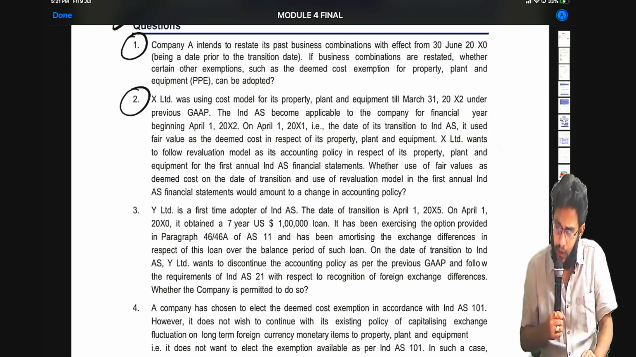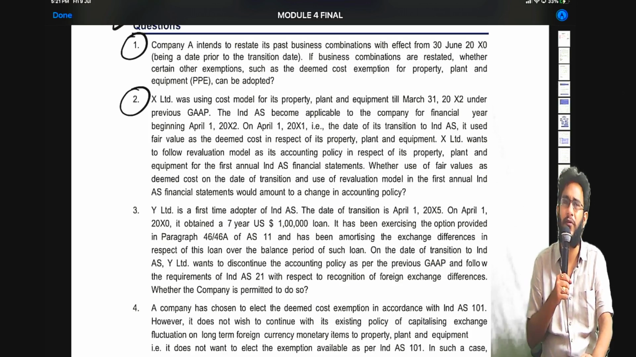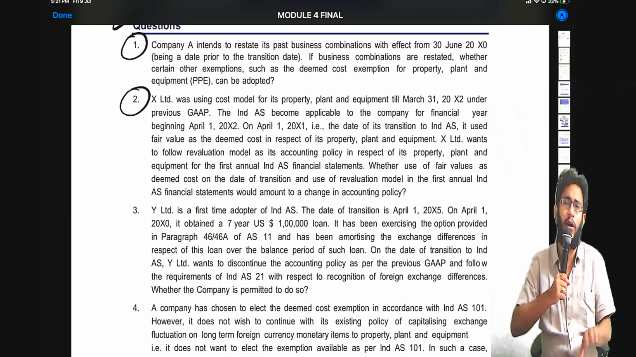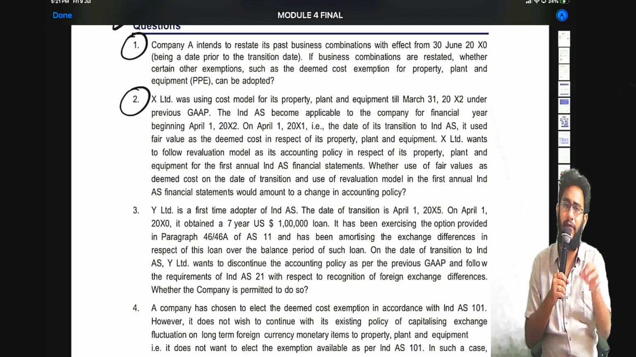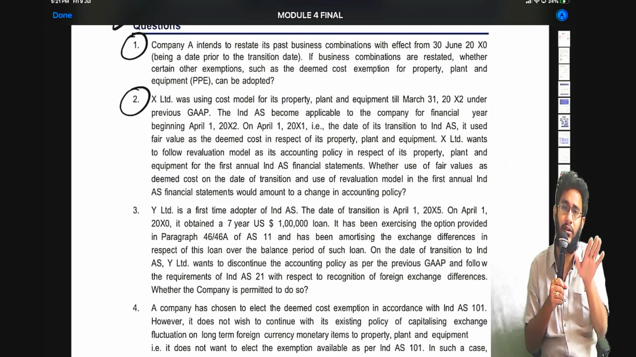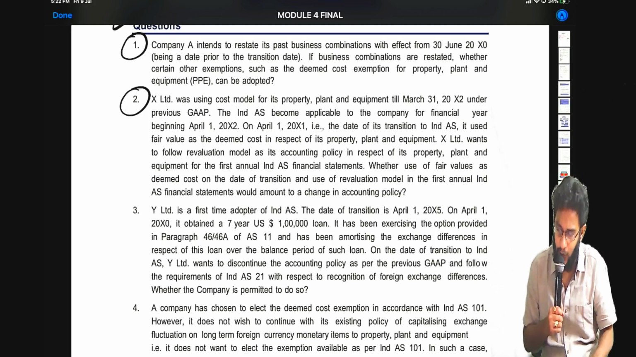E. Srinivas wants to follow the revaluation model as its accounting policy in respect of PPE for the first annual Ind AS financial statements. So what they want to do is, normally in the course of Ind AS, adopt the revaluation model, but on the transition date they selected the fair value option, and that fair value is treated as deemed cost. On which date? On the starting date, the transition date. From here onwards they want to apply the revaluation model.